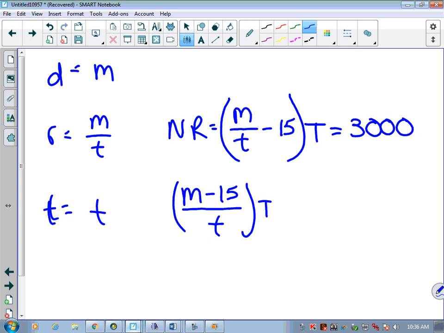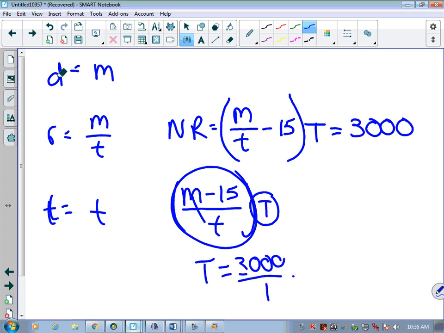Because we just want to solve for this T, we're dividing 3,000 by all of that, and because we're dividing by a fraction, we're going to multiply by the reciprocal. So this T equals 3,000 over 1 times T over M minus 15. Which is why we get an answer of 3,000 T over M minus 15 T.